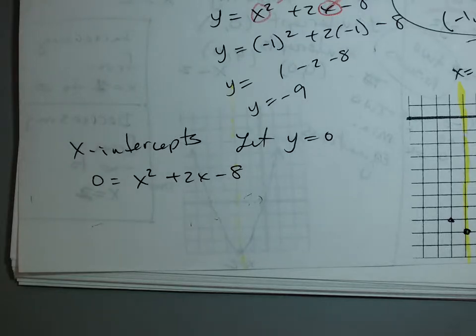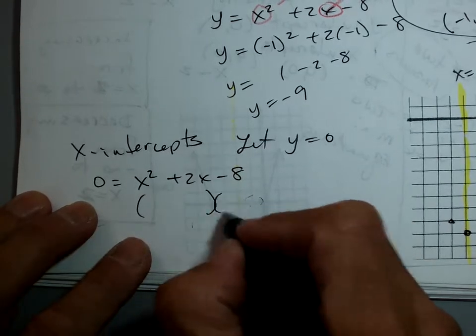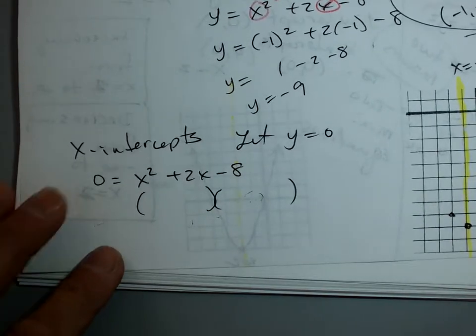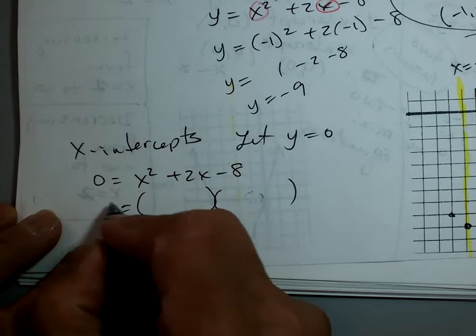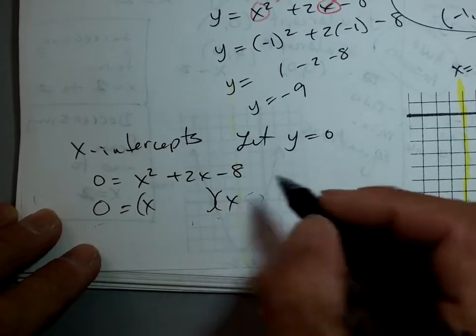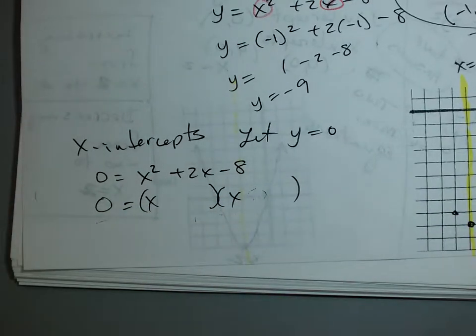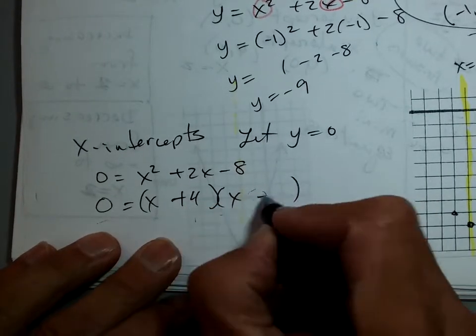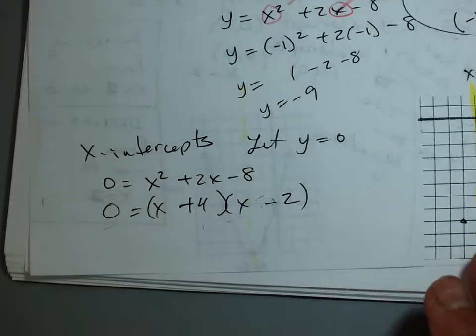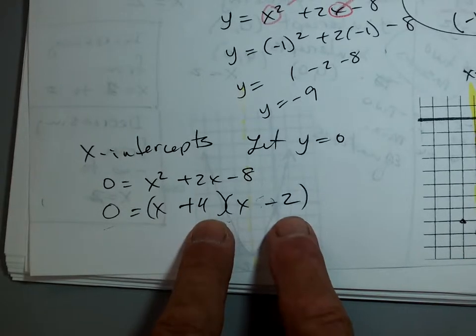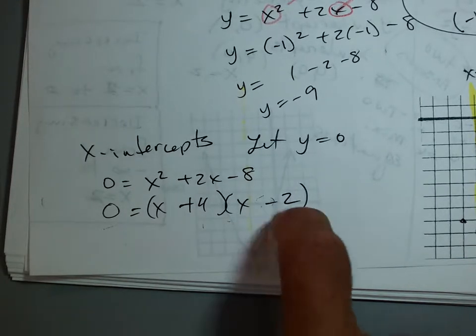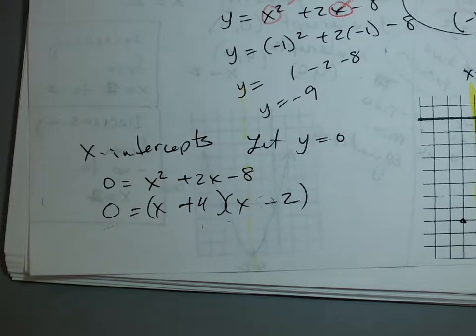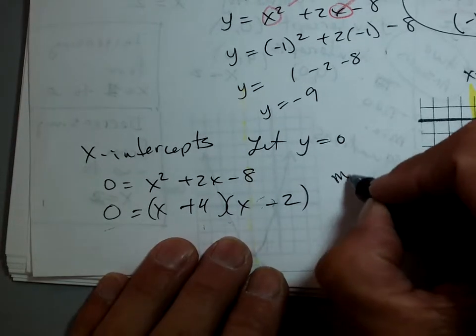Anybody remember how to factor? Remember this? x and x, because that makes my x squared, right? Negative 4, positive 2. No, it'd be positive 4, negative 2. Good job, Isaac, because they multiply to make negative 8 and they add to make 2. But that's not my answers, right? Because then I go to my mini equations. Remember that, the mini equations?